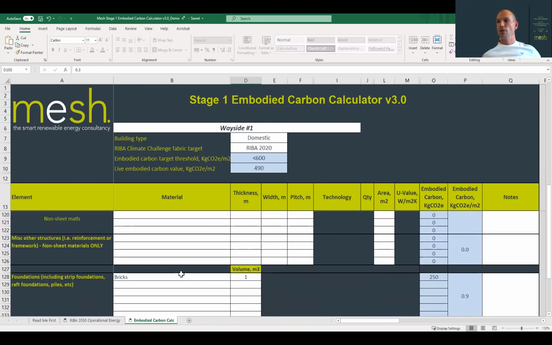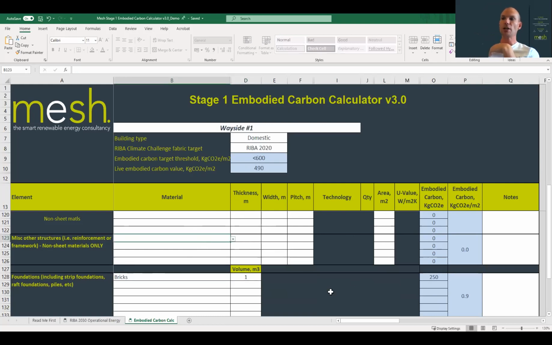Now, hopefully that's pretty straightforward. You do things in layers, and for those particular walls, floors, roofs, you might put in a material that has a particular material thickness, width or pitch.